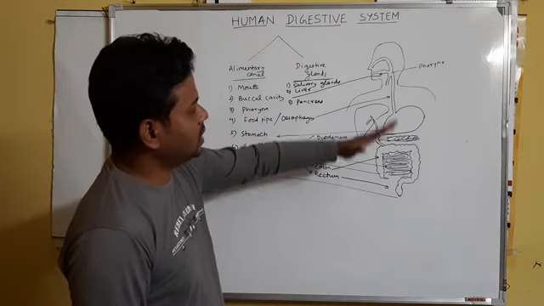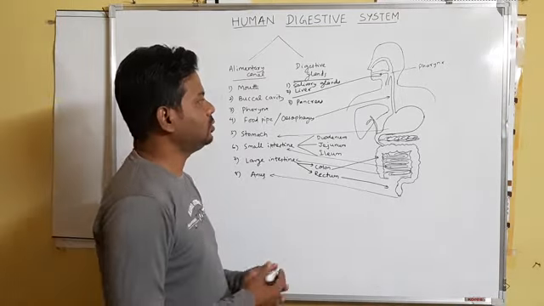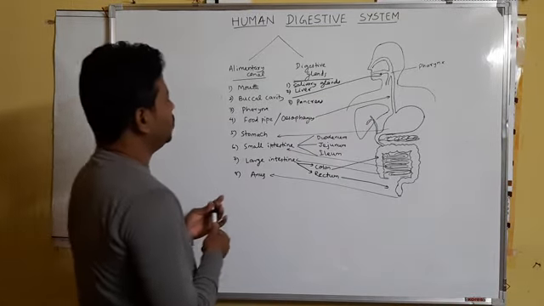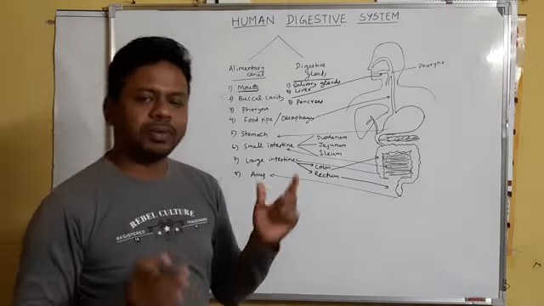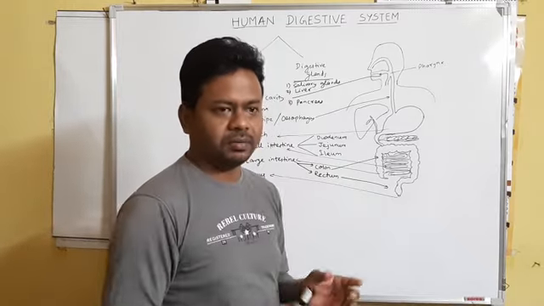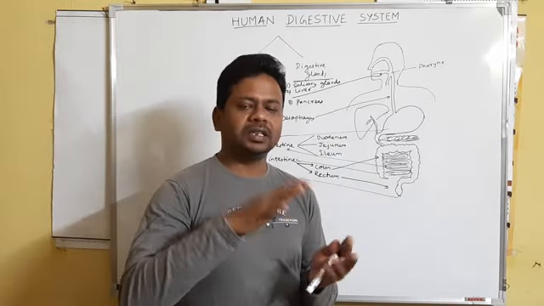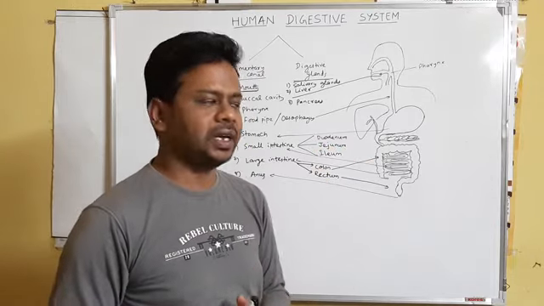So we'll start from the mouth, because you take the food through the mouth. Inside the mouth, what happens? Inside the mouth, the digestion or breaking down of food takes place in two ways. One is physical digestion, means you have teeth. The teeth break down the food into smaller particles, that is the physical digestion.